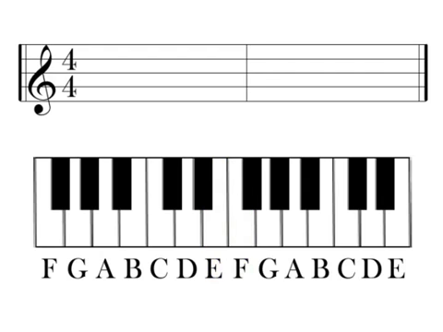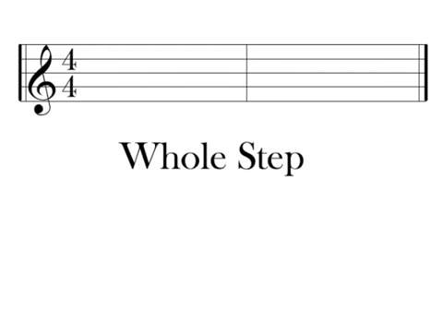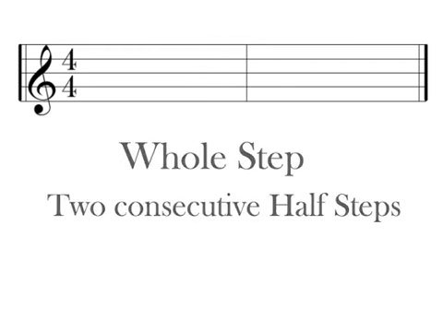This is very important to remember. B and C and E and F are the only two sets of natural notes which are separated by half steps. All other natural notes are separated by whole steps. Now that we know what a half step is, a whole step will be much easier to understand. A whole step is simply the distance of two consecutive half steps.